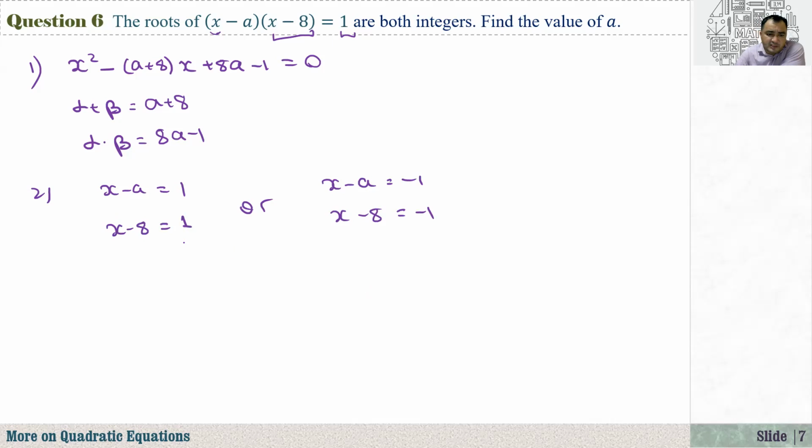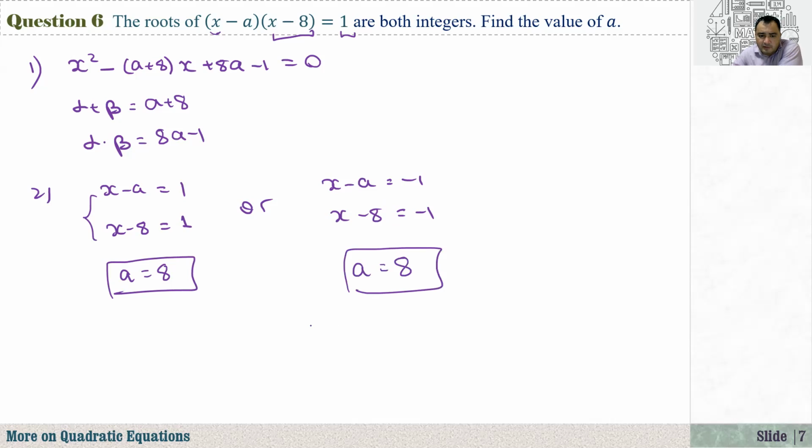From the first one, if you just subtract, the right hand sides are equal, x cancels out. From here, what is a? A is equal to 8. And also from the second one, if you just subtract and get the value of a, what is a? A is equal to 8 again. So the only possible answer for a is 8.